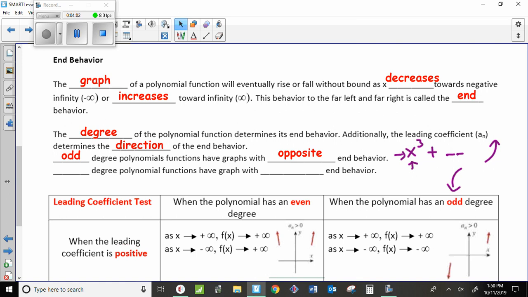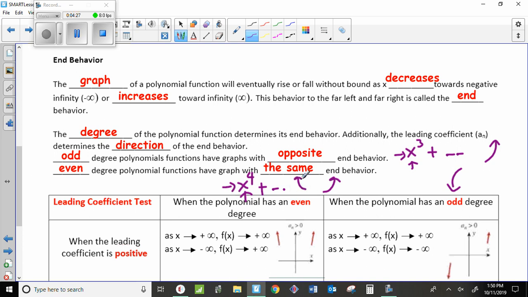But if the degree is even, then the functions will have graphs whose end behavior will go the same way. So for example, if I have x to the 4th, and so on, if I plug in a positive x, I get a positive y value. If I'm plugging in a negative x, I will still get a positive y value. So they could exit the same way. The graph could end in the same way.